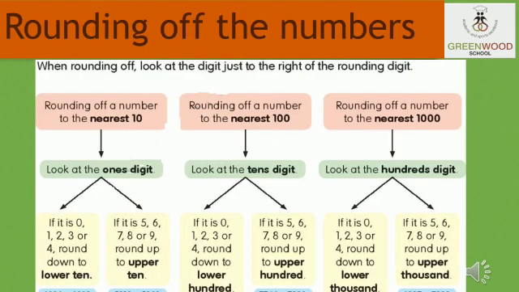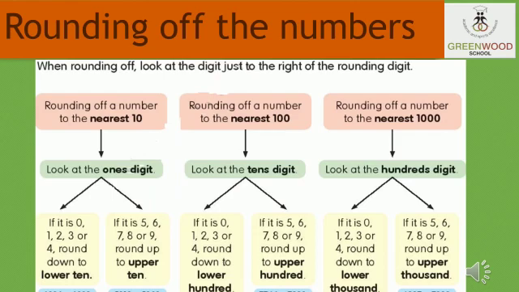Topic: Rounding of the numbers. Rounding means making a number simpler but keeping its value close to what it was. The result is less accurate but easier to use. When rounding off, look at the digit just to the right of the rounding digit. Suppose rounding off a number to the nearest 10. Then look at the ones digit.